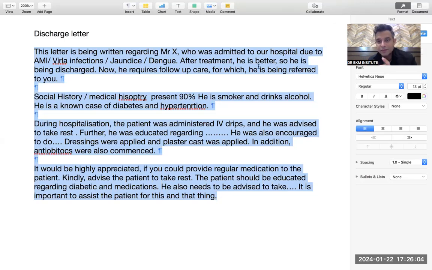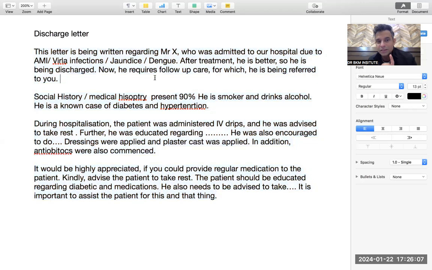How simple. Don't make it complicated. And in the first paragraph, after treatment, he is better, so he's being discharged. Now he requires follow-up care for which he is being referred to you. So please understand what is the main purpose of the letter.